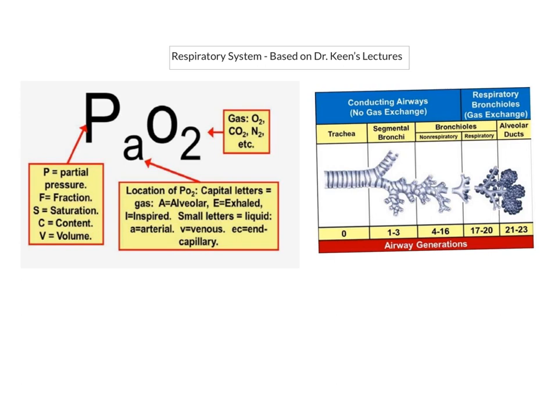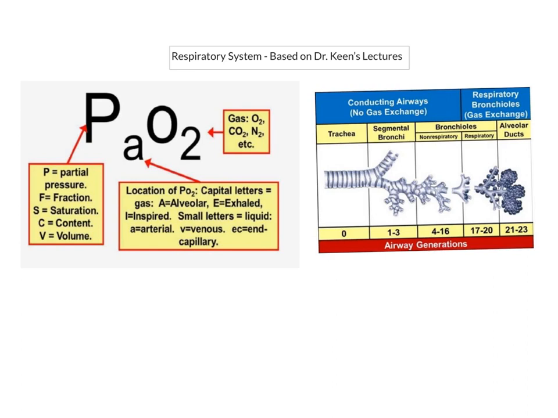The main four components in order to ensure adequate gas exchange include having adequate ventilation, perfusion, distribution of ventilation, and diffusion of oxygen and carbon dioxide across the alveolar capillary membrane.